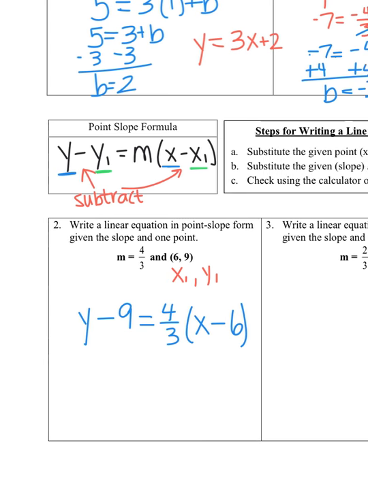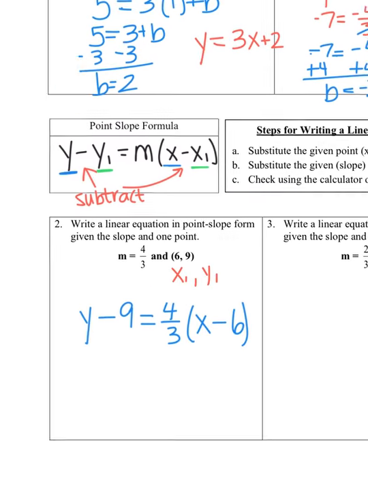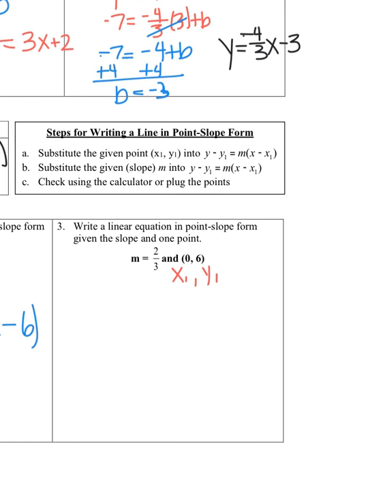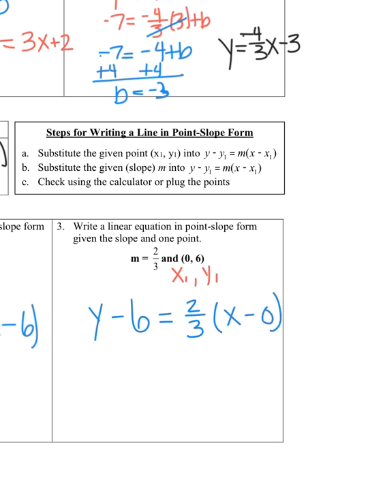So let's try another one, looking at number 3. We've got a slope. We've got a point. We'll label that again, x1, y1, and we want to put it into point-slope form. So again, y is not going to change. We're going to subtract the y value, 6, add in the slope, 2/3, x minus 0. And now we could go a little further with this equation and simplify it because we've got that 0 in there. And we've got y minus 6 equals 2/3 x.